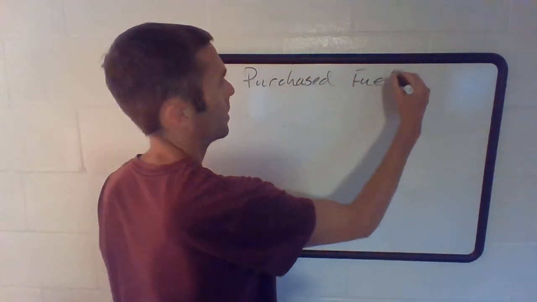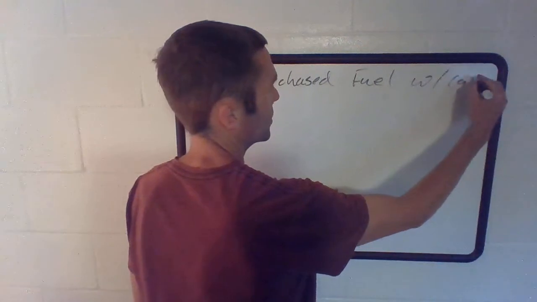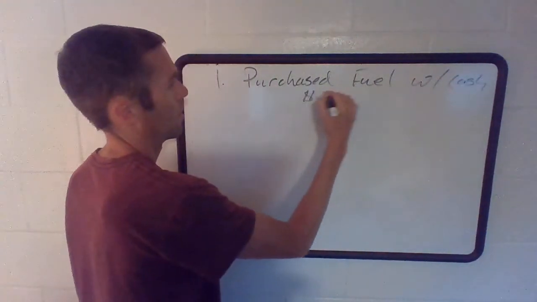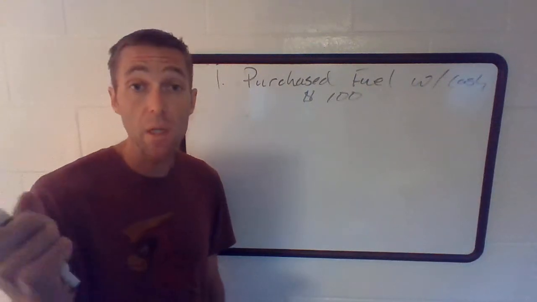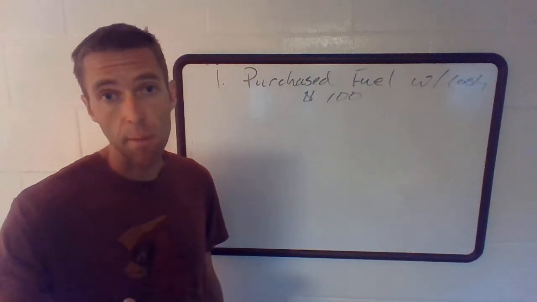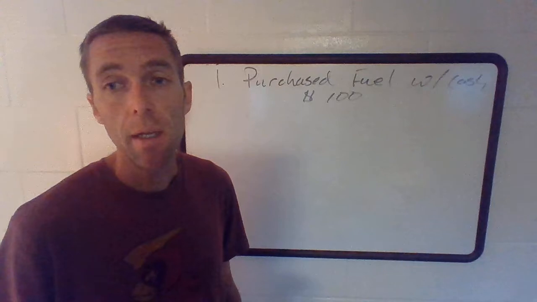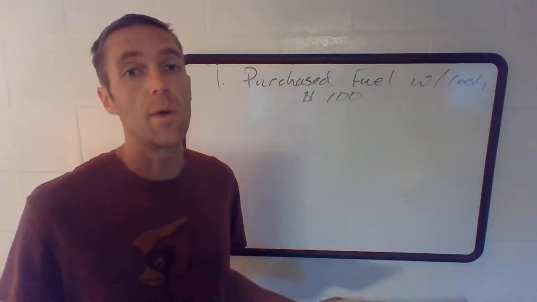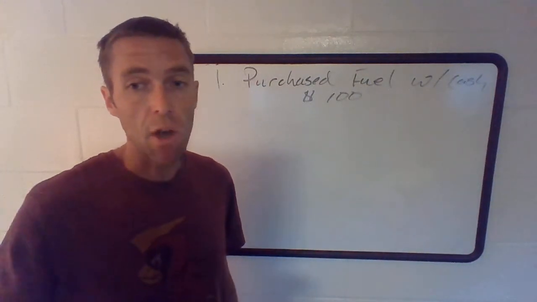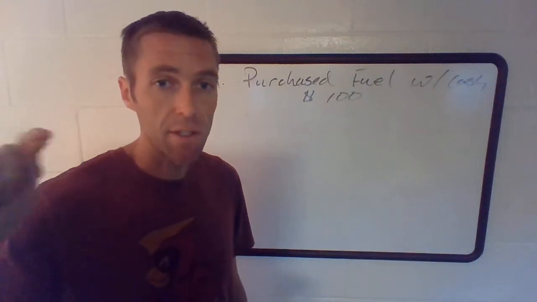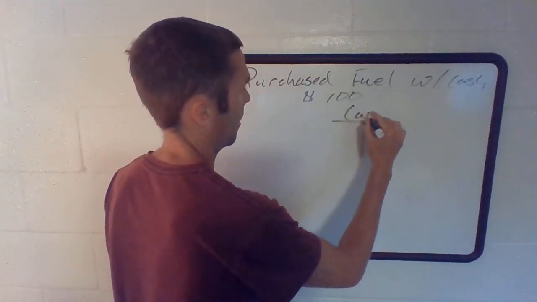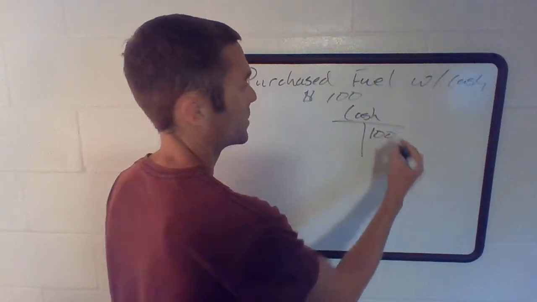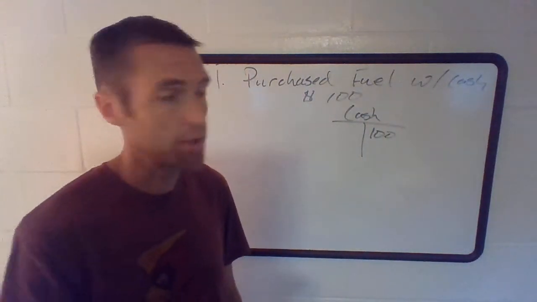Purchased fuel with cash, $100. That's a pretty easy one. And I always say with accrual accounting or double entry accounting, start with what you know. If you're like, gosh, I don't know what to do with this transaction, start with the part that you are certain of, which is to credit cash for $100.